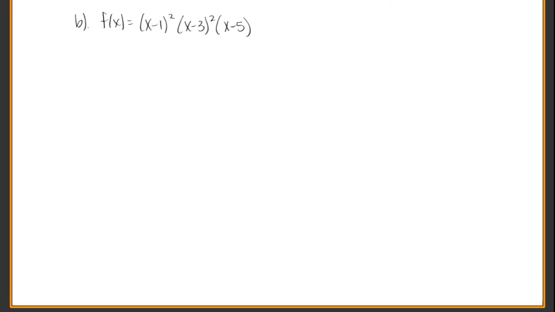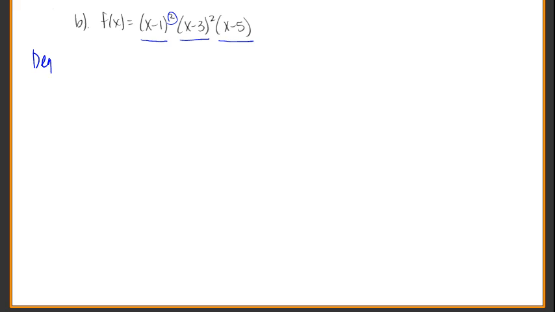Here, we're looking at a function that is, again, in factored form, and it's really similar to the one we just did. If you look at it, it's x minus 1 squared this time, x minus 3 squared, that was still the same as in the first one, and then x minus 5 was still the same. So we just have an extra squared in the front one.